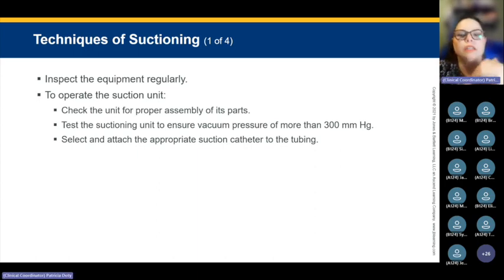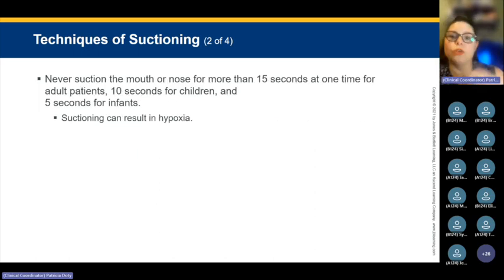Okay. So techniques in suctioning, we're going to inspect everything regularly, make sure it works. Assemble everything, turn on your suctioning device, make sure it's no more than 300 millimeters of mercury, and just go ahead and select what's appropriate. We're never going to suction the mouth or the nose for more than 15 seconds at a time for adult patients, no more than 10 seconds at a time for children, and no more than 5 seconds at a time for infants, because this can result in hypoxia.